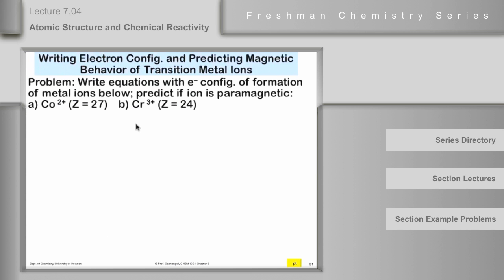Okay. Writing electron configuration, predicting magnetic behavior of transition metal ions. Okay. Write equations with the electron configuration of formation of metal ions below. Predict if the ion is paramagnetic.